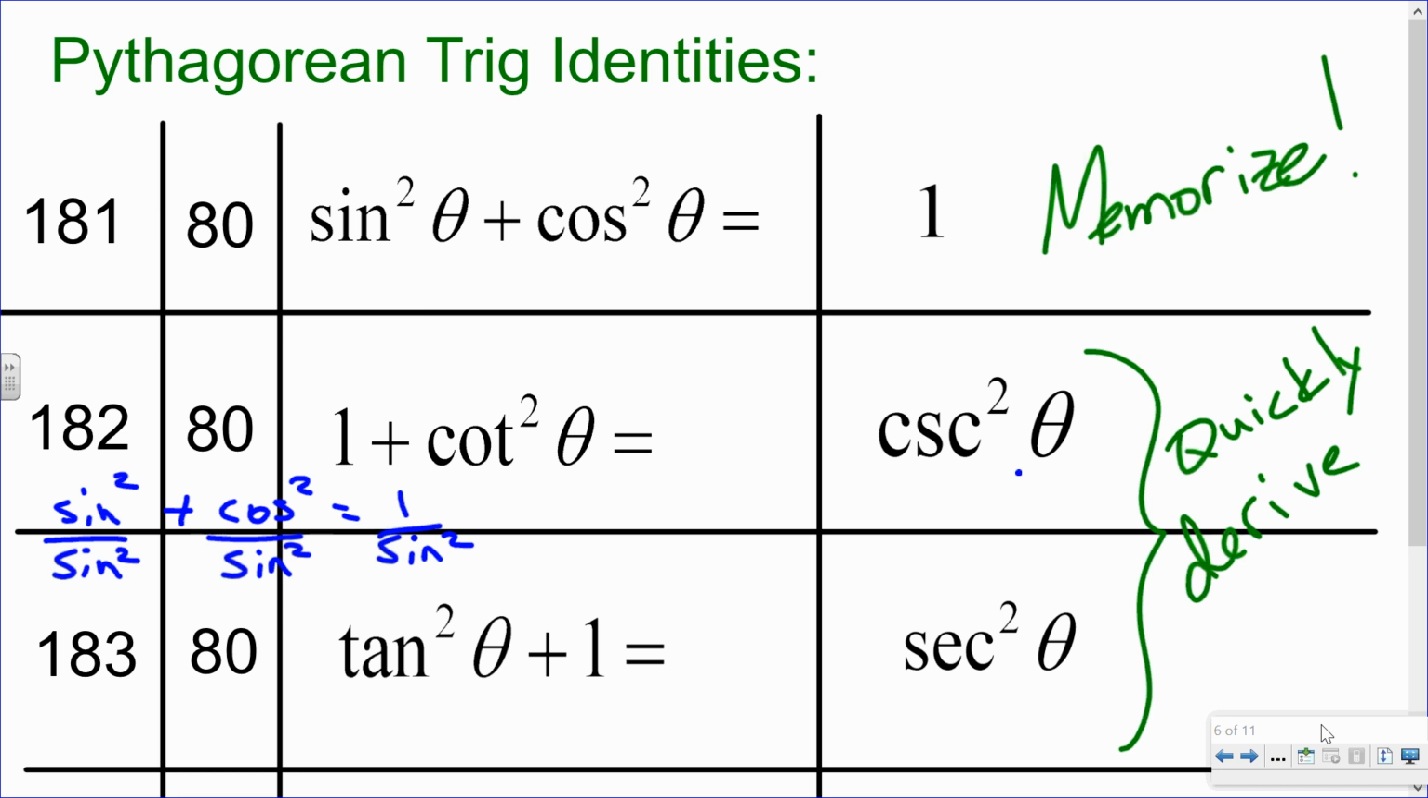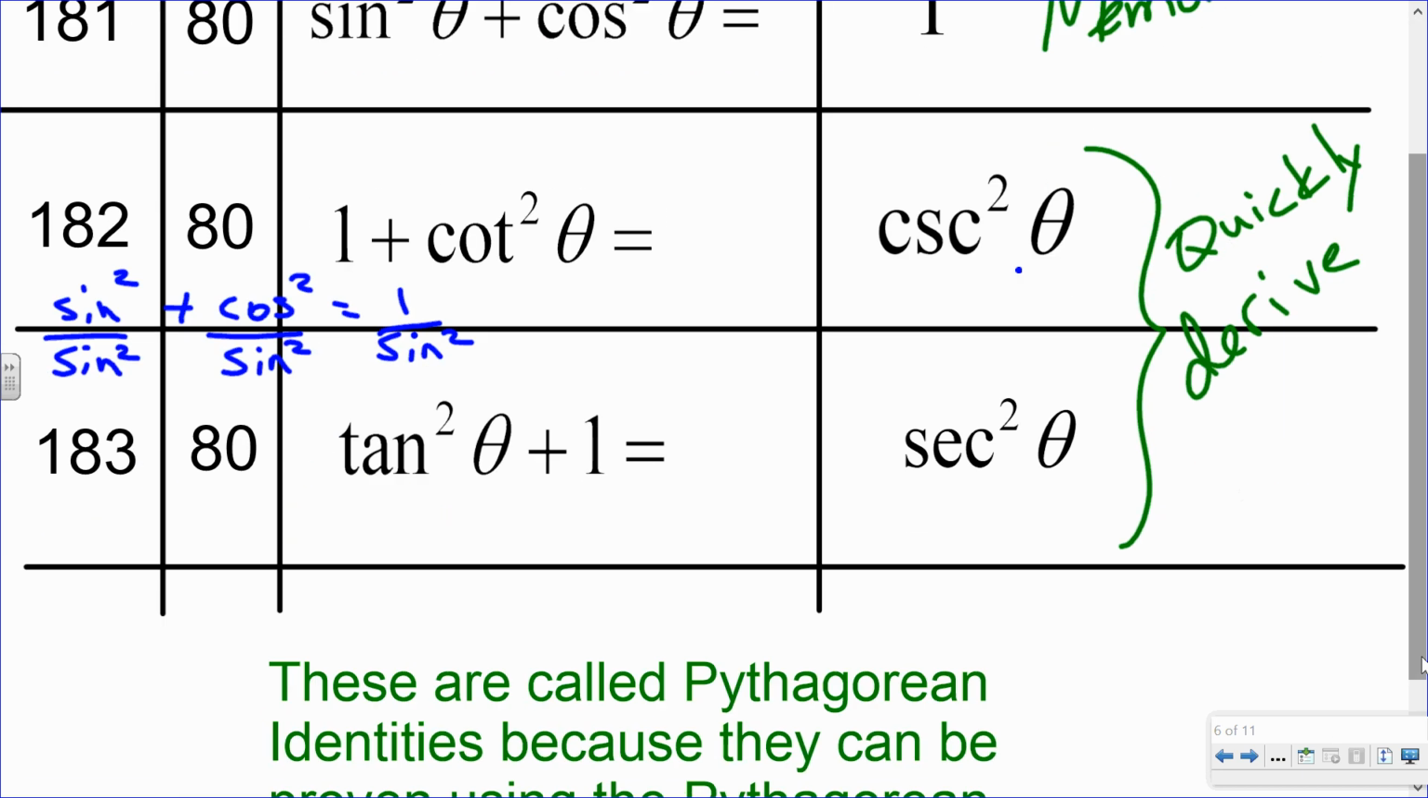So you memorize sine squared plus cosine squared equals 1. You use that. If you have cotangent squared or secant squared or tangent squared or cosecant squared, you write that down and you derive the other one. Let's suppose we got to a problem that had secant squared in it. So we write down sine squared plus cosine squared equals 1. What do I know about secant in terms of sine and cosine?